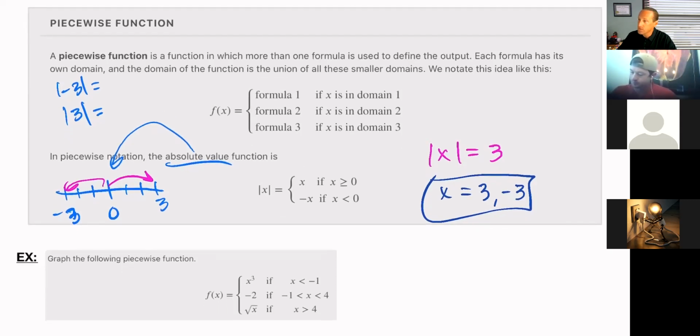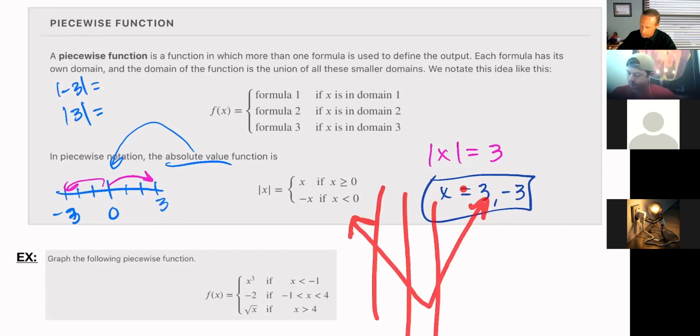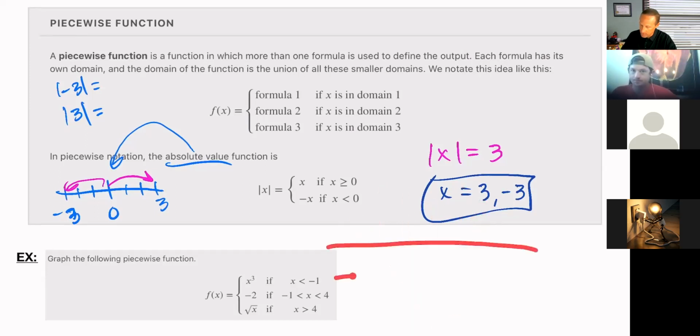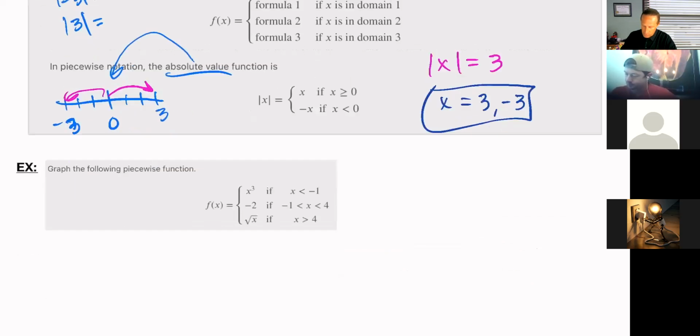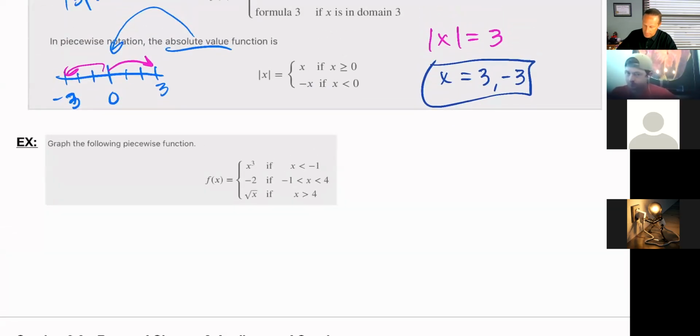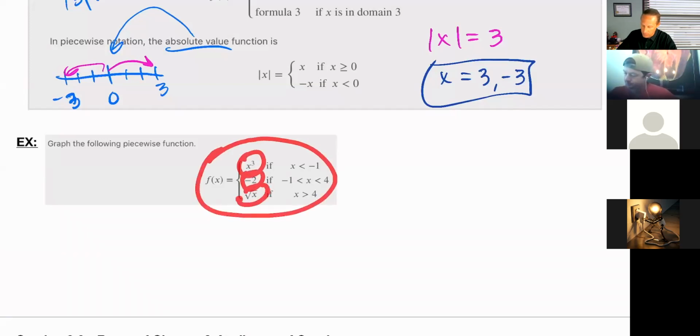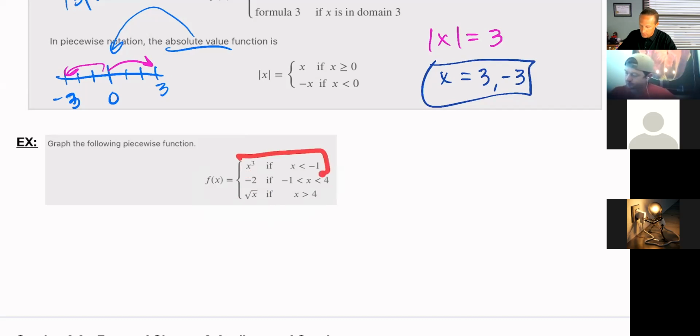So that is what is called a piecewise formula or function. And hopefully you guys remember the graph of an absolute value. It does pass the vertical line test, so it is a function. It is not a one-to-one function though. So if I asked you to graph something like this, that is made up of 3 different functions or pieces, you have to know that I only use that x cubed function when I have things that are strictly less than -1, a -2 if it's between -1 and 4, and the square root of x function if it's greater than 4. Does anybody need me to review that at all?